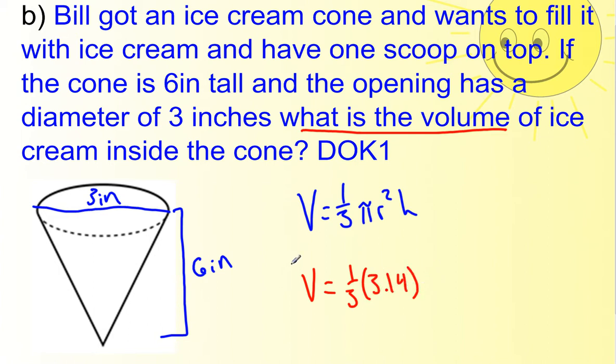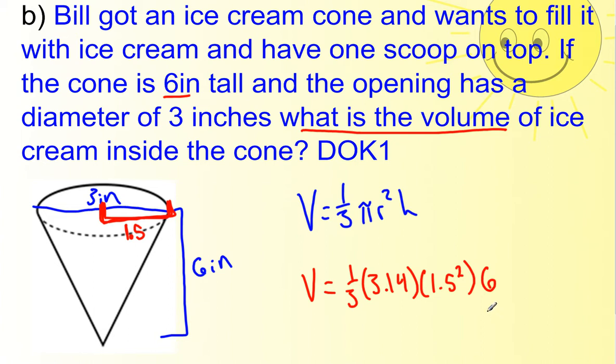Radius. Let's see. Well, it gives me a diameter here of 3 inches. A radius is half of that. So if the diameter is 3, the radius would be 1.5 squared. See, radius squared. H, the height. Let's see, the height, it says, is 6.